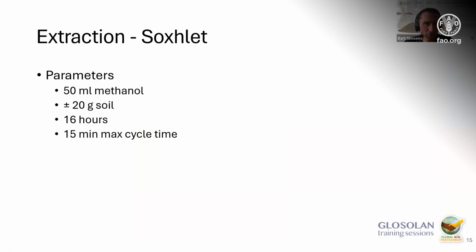50 milliliters of methanol initially. Maybe I said 25 in the beginning, but we used 50 milliliters. 20 grams of soil, 16 hours, as I said, and usually in this kind of system, a cycle takes at maximum 15 minutes. So that means that you do 4 times 16 cycles at least in your 16 hours, which provides a lot of opportunity for the solvent to extract the molecules from the soil. So it's really a nicely invented system.